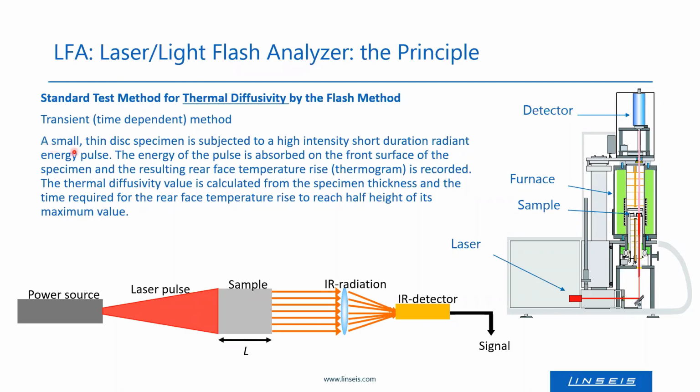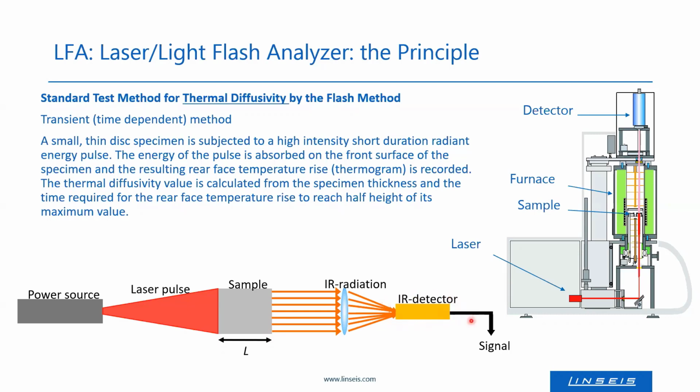And the standard says that a small, thin disc specimen, the sample, is subjected to a high-intensity, short-duration radiant energy pulse, so a laser pulse. But it can not only be a laser pulse, but also a light pulse, usually done with a xenon flash lamp. And the energy of this pulse is absorbed on the front side of the sample. And the rear face temperature of the sample is monitored by a thermometer, mostly an infrared detector.